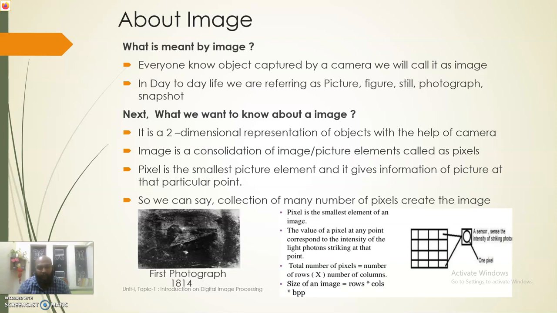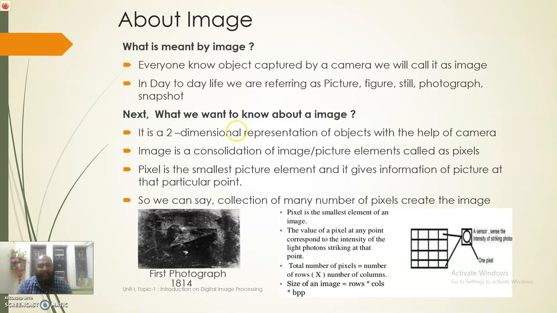So here we want to know what is pixel. Pixel is the smallest picture element. It gives the information of the picture at that particular point. So we can say a collection of many pixels creates the image, or otherwise a collection of many pixels in rows and columns, forming an array, creates the image. So I think now we can understand in general what is image, and technically what is image.